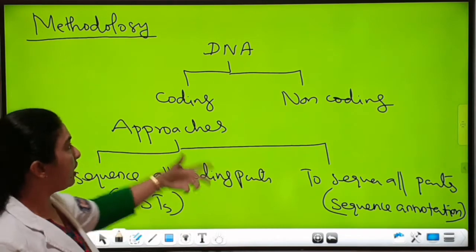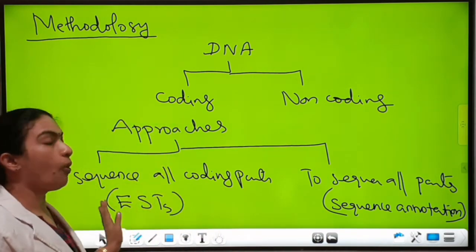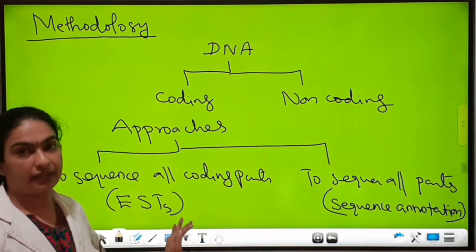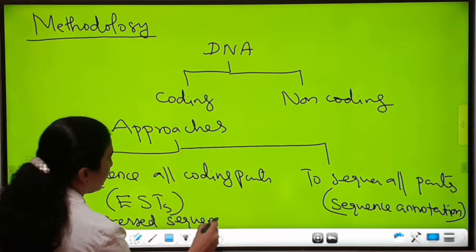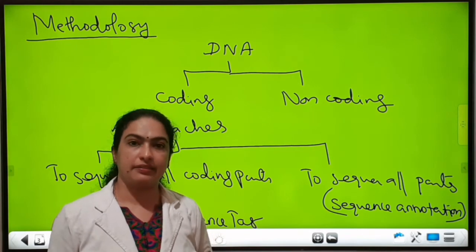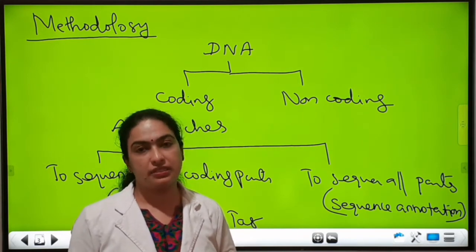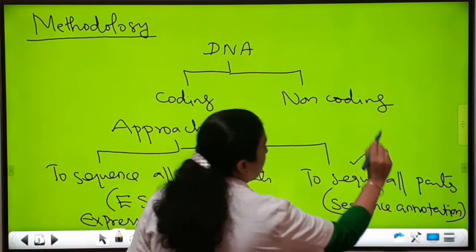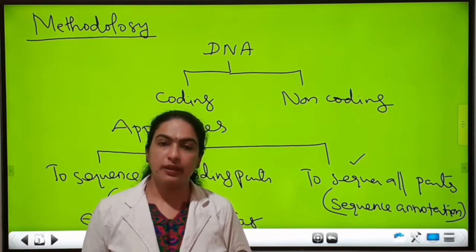Is it clear? Before starting the project, there were two approaches. The first approach was to sequence all the coding parts of the DNA only, and that approach is known as ESTs, expressed sequence tags. That means the parts which are expressed as RNA, that is the coding strand. The second approach was to sequence all the parts, that means all coding and non-coding parts of the DNA, and that approach is known as sequence annotation. Finally, they decided to follow this second approach, sequence annotation. That was the approach to do the project.